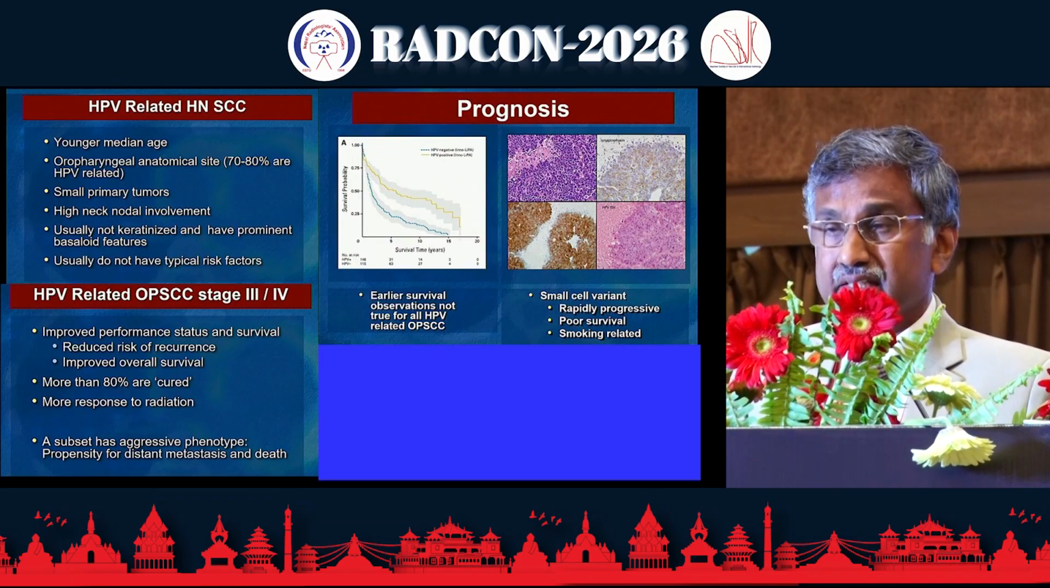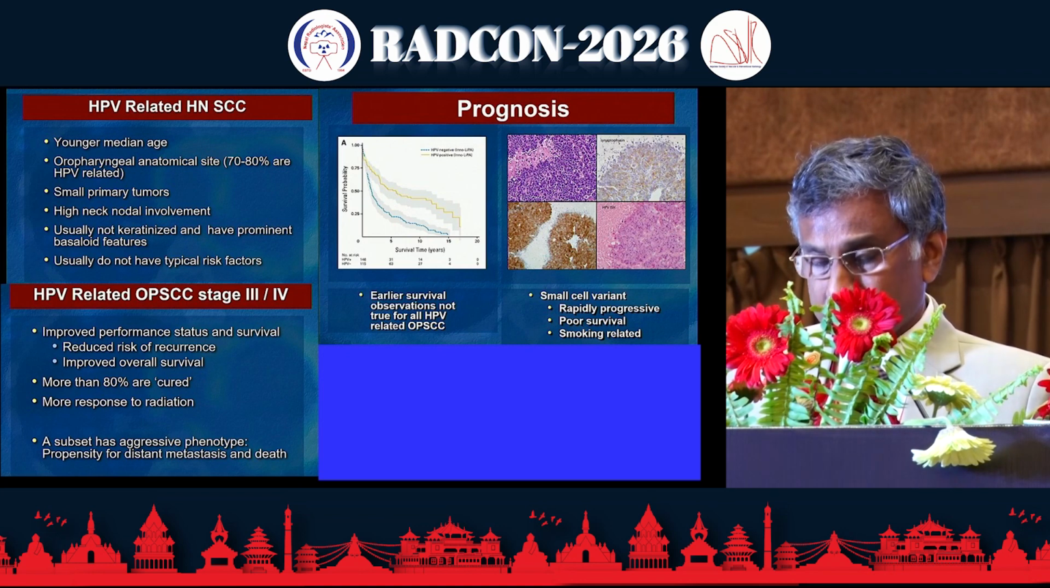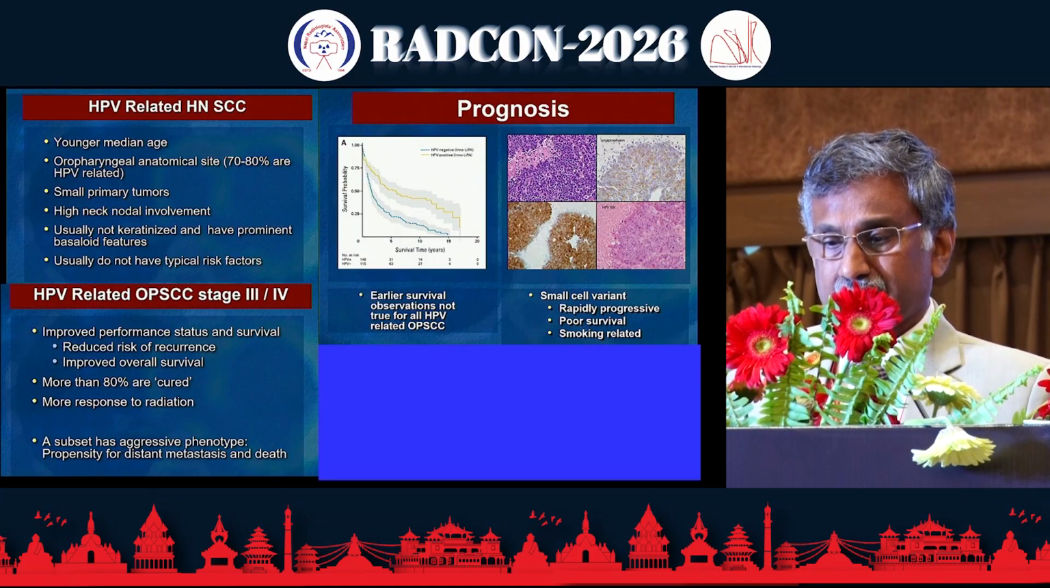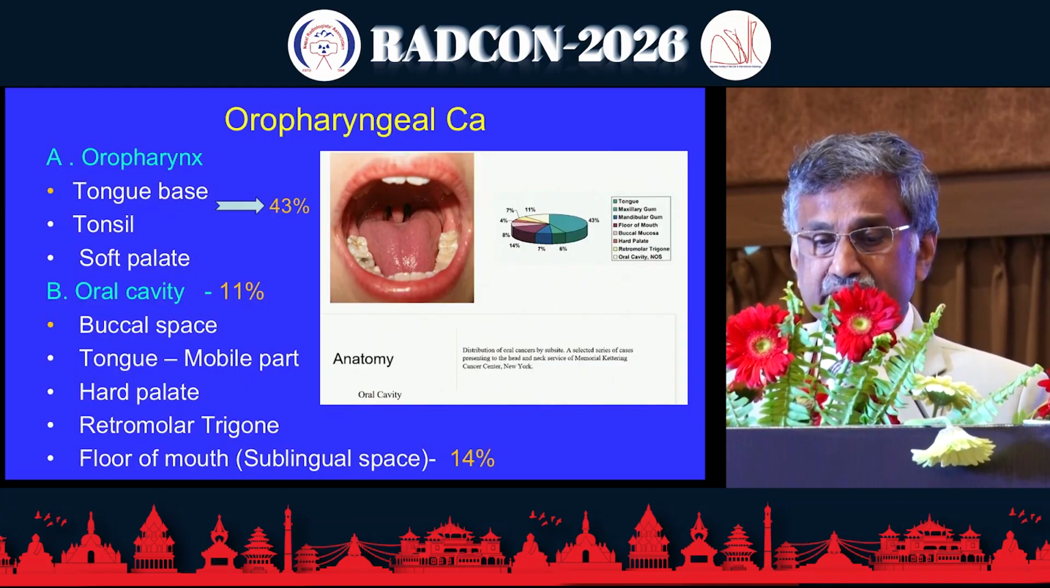HPV-related squamous cell carcinoma is usually common in the younger age group, and the oropharyngeal anatomical site will be usually around 80%. Here the primary tumor is very small with nodal extension, usually non-keratinized, with very good prognosis as compared to the other smoking-related oral cancer. Oropharyngeal cancer will be a different subset. We should understand that.